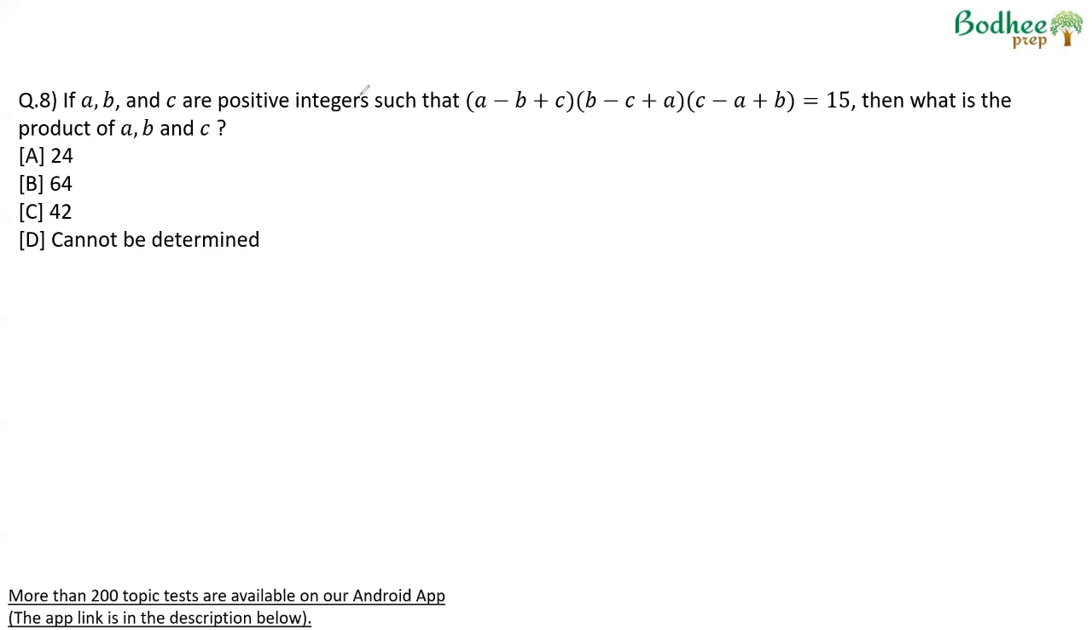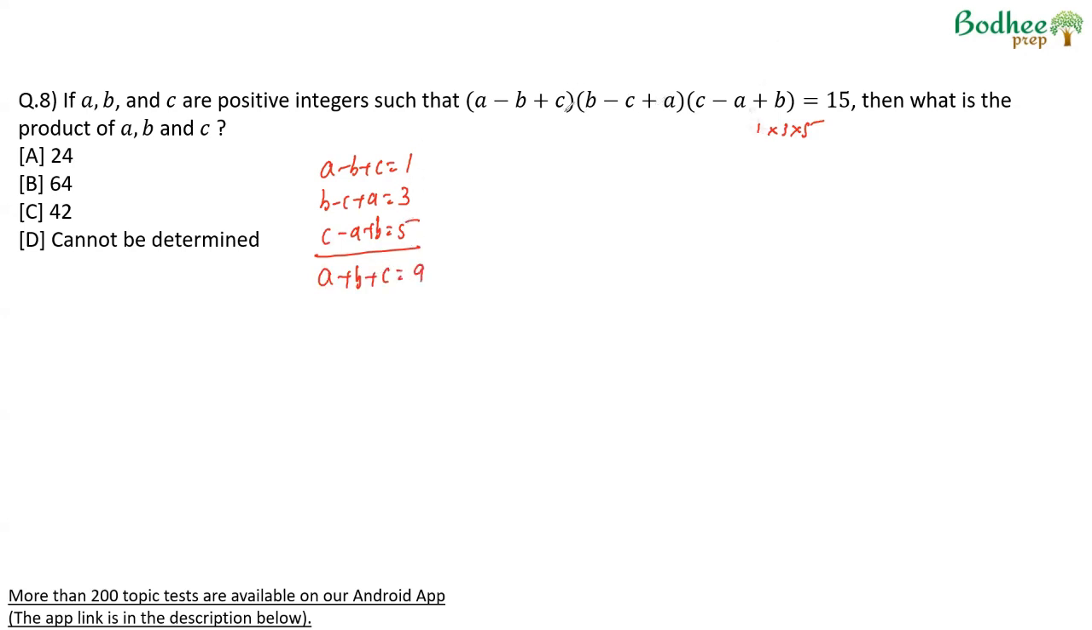If a, b, c are positive integers such that a minus b plus c, b minus c plus a, c minus a plus b multiply to 15, what is the product of abc? So each of these terms has to have a value. Suppose we break down 15 as 1, 3 and 5. So a minus b plus c can be written as 1, b minus c plus a can be written as 3, c minus a plus b can be written as 5. If we add all of these three, b minus b cancel, c minus c cancel, minus a cancel. So we'll be left with a plus b plus c is equal to 5 plus 3, 8 plus 1, 9.